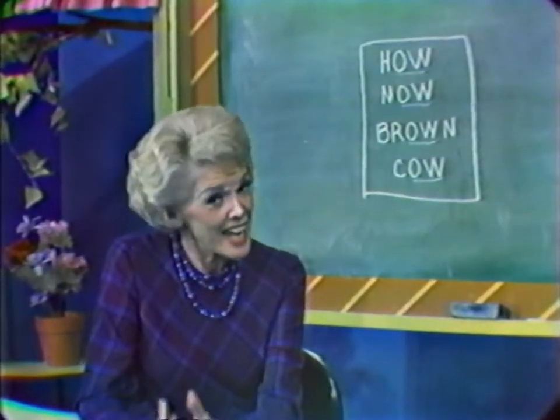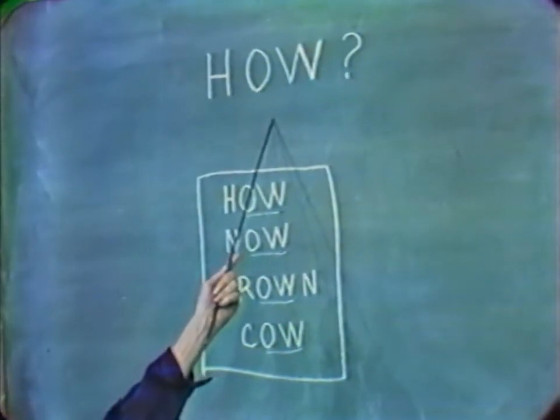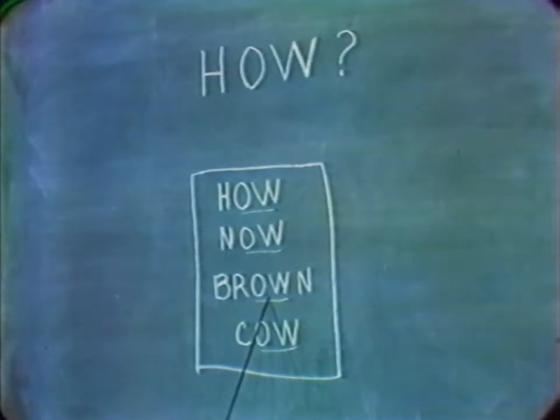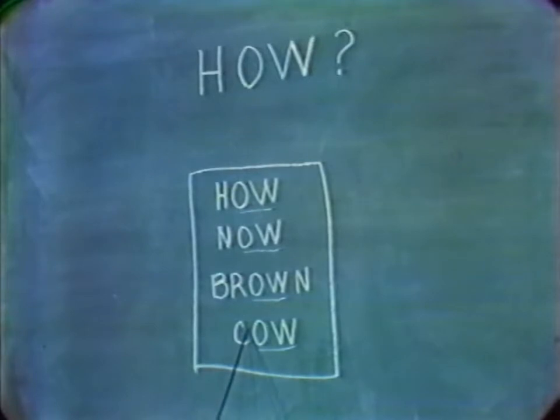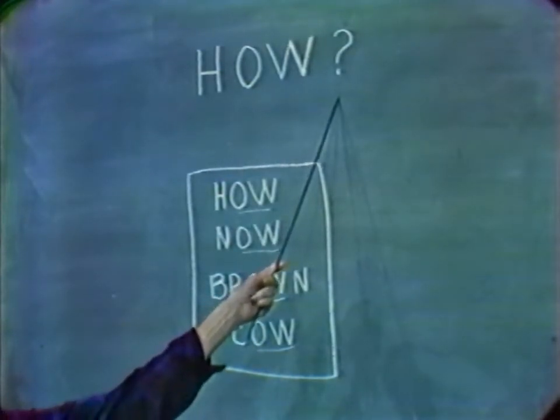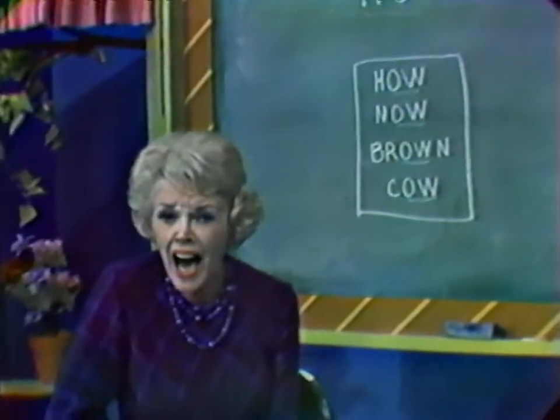Hi, today is Alfred Day, and we have a special story called, can you read it? Remember how, now, brown cow? That's right, it's called how, and that is a question mark, and it means Alfred is asking a question, how?